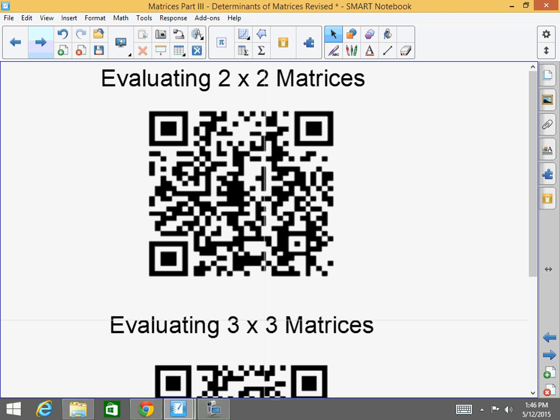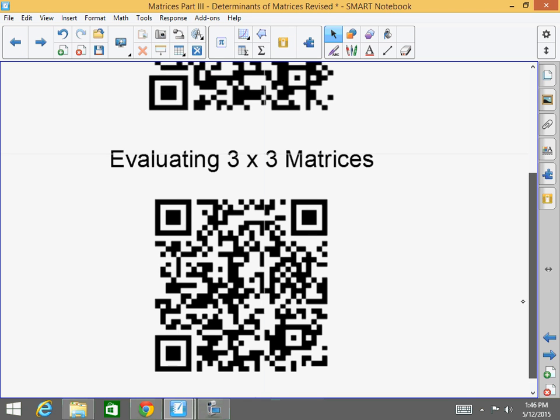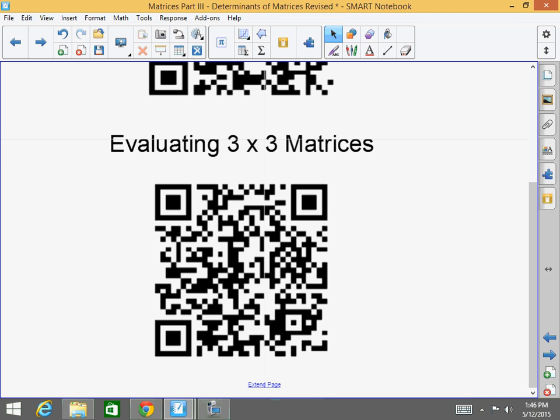Okay. These are some practice problems. The top one, as you can see, is a 2 by 2. Easy. And the bottom one is the scan or the barcode for 3 by 3s. Okay?